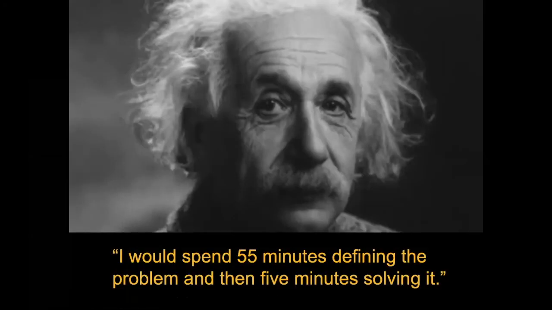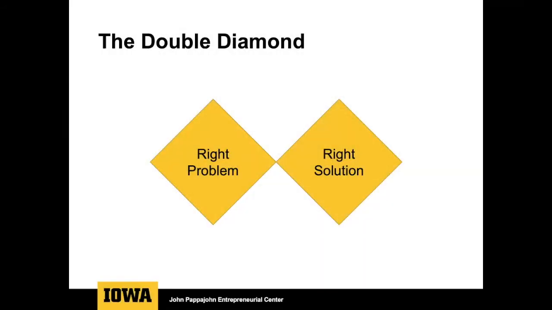Einstein was once asked if he had an hour to save the world, how would he spend his time? And he said he would spend 55 minutes defining the problem and 5 minutes solving it. It's so critical that we understand the problem so that we are on target with our solutions.